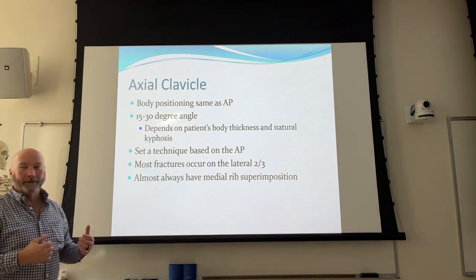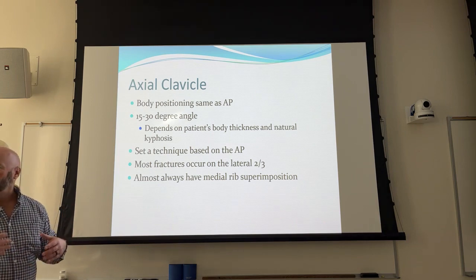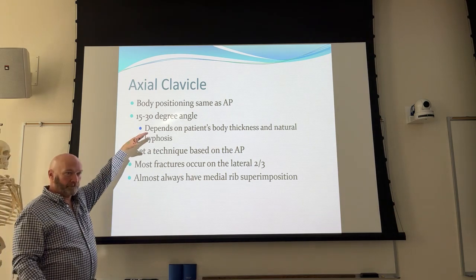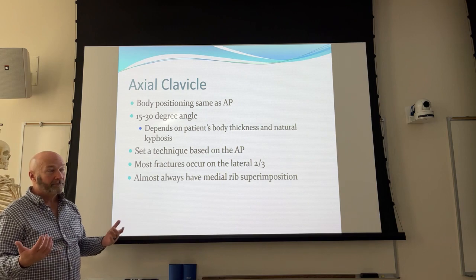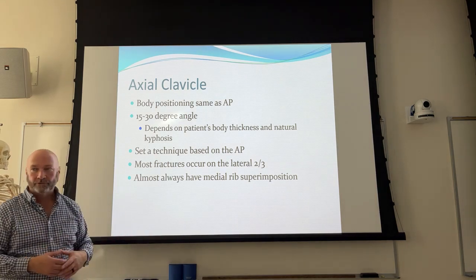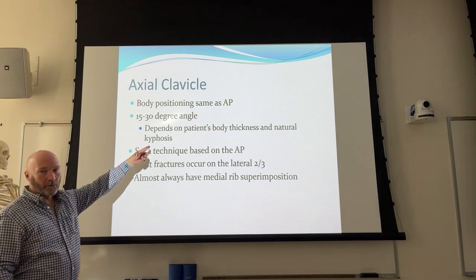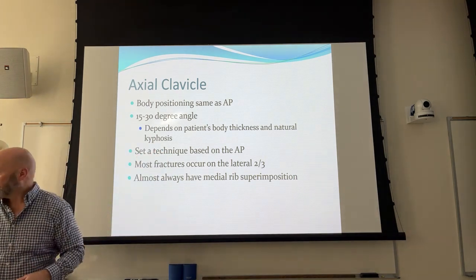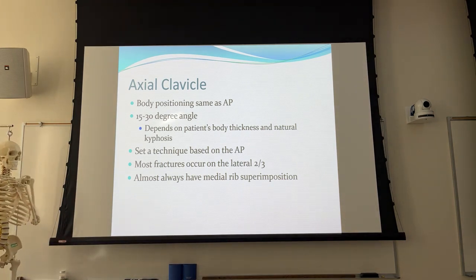So if you've got a patient with a big, thick chest, and they're not kyphotic, then you need to go with a much more shallow angulation. It's only going to be 15 degrees, maybe even less, in order to accomplish what you need to accomplish. But if you have somebody who's got a very thin chest, you're going to need more angulation. Thin chest with kyphosis, you're going to need quite a bit of angulation. So those are the things that are going to determine your degree of angulation.